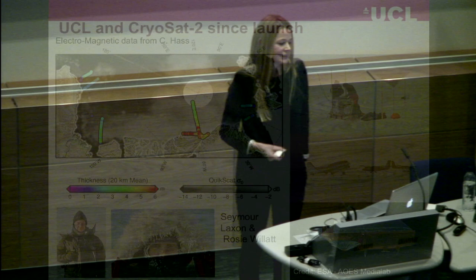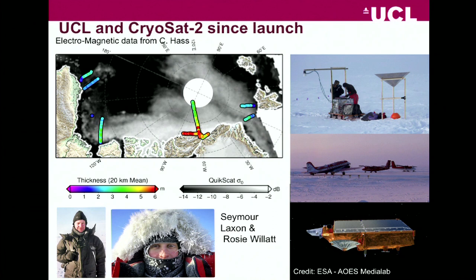So following the launch of CryoSat, it hasn't all stopped there. UCL is still very involved with the work that's going on. Not only will we be looking at the data and analysing it to look at how the Arctic and the Antarctic are changing, but we're also making sure that we really understand the data. And part of that is validating our measurements over the Arctic sea ice. Now, in April last year, myself, Seymour, and Rosie Willett, who's a PhD student in CPOM, all went up to the Arctic to actually take a radar and investigate how the radar was penetrating into the snow and ice cover. It was quite a complicated experiment.